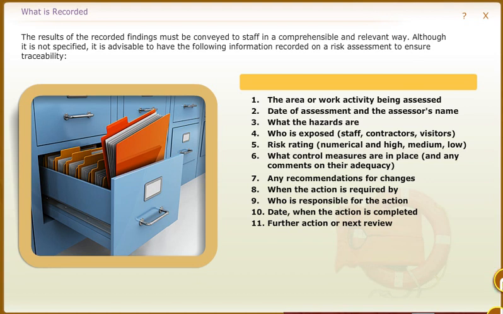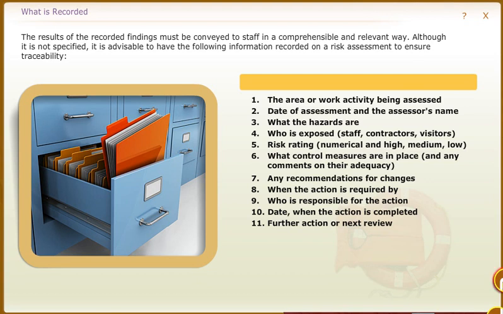Although it is not specified, it is advisable to have the following information recorded on a risk assessment to ensure traceability. The area or work activity being assessed, date of assessment and the assessor's name, what the hazards are, who is exposed: staff, contractors, visitors. Risk rating, which is numerical and high, medium, low. What control measures are in place and any comments on their adequacy.